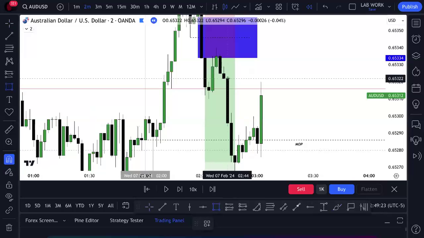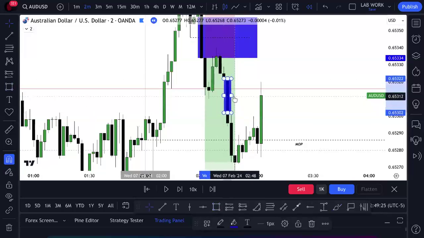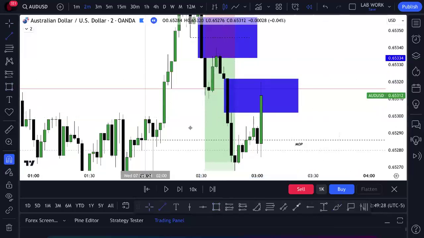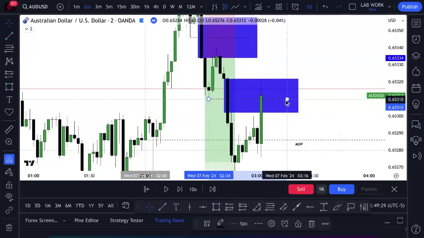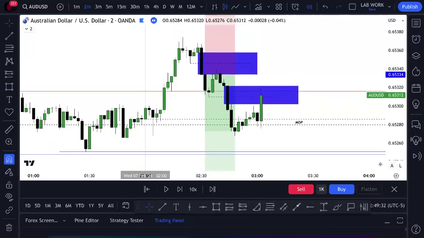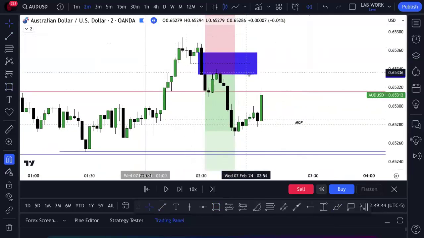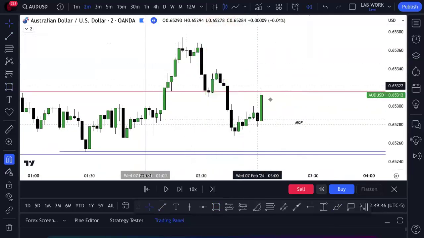Right here, fair value gap through a swing low. Repeats itself again. And you can also see the structure itself breaks a swing high, lower swing high formation, lower swing high formation, lower swing high formation. Let's take this off, because we've seen this already multiple times. So you should be aware of it.